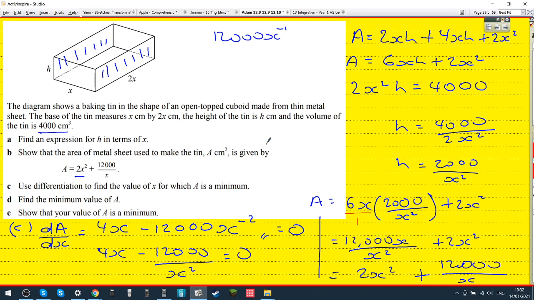And so how do you solve that one? Does that not work in the calculator? The problem is it has a fraction. What you could do is times everything by x squared. So if you times everything by x squared, it would be 4x cubed minus 12,000 equals 0. Well done. And that's what you would solve. Okay.